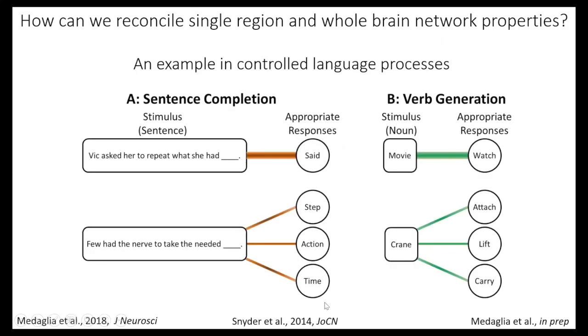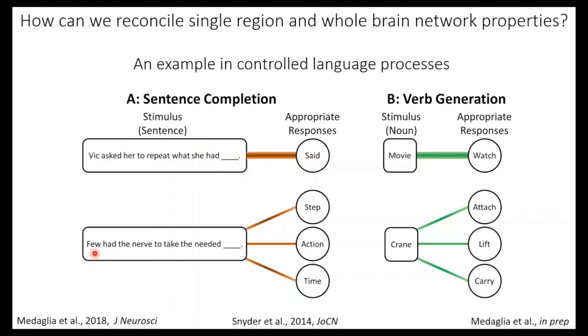Now, a controlled language process can mean many things. We tend to look at tasks like this, where we have a subject sit down, we get them comfortable outside the scanner, and we just give them a sentence and say, "Vic asked her to repeat what she had." Most people will tend to say "said" or something very similar in response to that. The reason is that when you have a sentence like that, your brain is already calculating as you read it, oh, this is a really appropriate word that I might expect to say at the sentence.